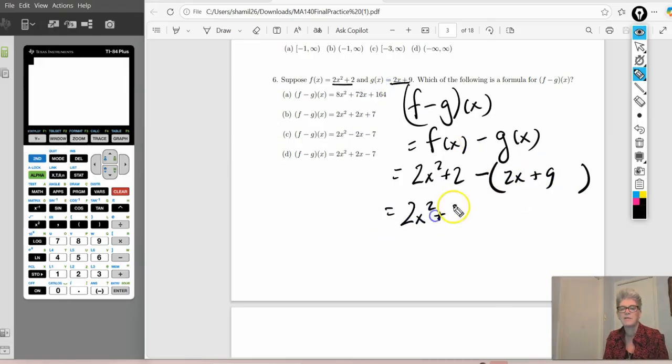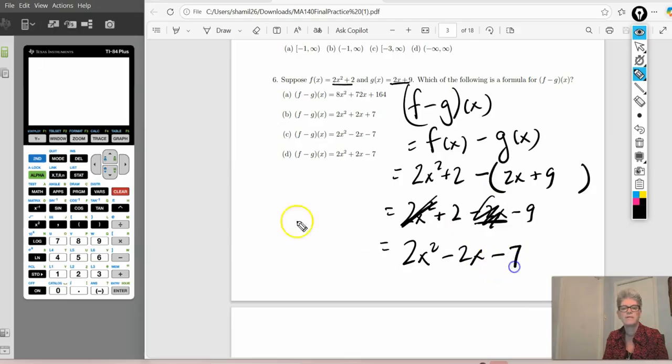Students hate to write an extra line, but writing an extra line, oh, I'll remember to apply the negative sign to every term, but they don't. Then we have minus 9. So I'm going to have 2x squared, then minus 2x, and then 2 minus 9 is minus 7. Okay, I want that one there. Okay, that looks like the correct one to me. All right, so the answer to 6 is C.